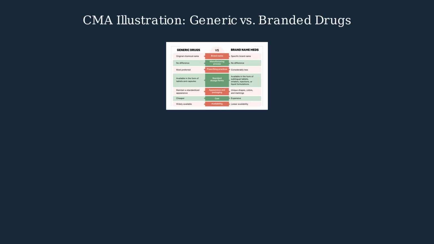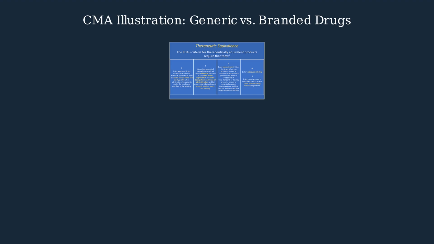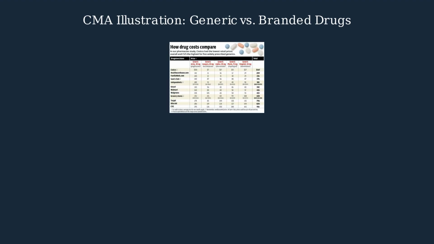Generic medications contain the same active ingredients and are equally effective as their branded counterparts, but typically cost 80 to 85% less. For generics to be considered therapeutically equivalent, they must meet strict FDA criteria. These include being pharmaceutical equivalents, bioequivalent, properly labeled, and manufactured according to good manufacturing practice regulations. The cost savings from choosing generics can be substantial.